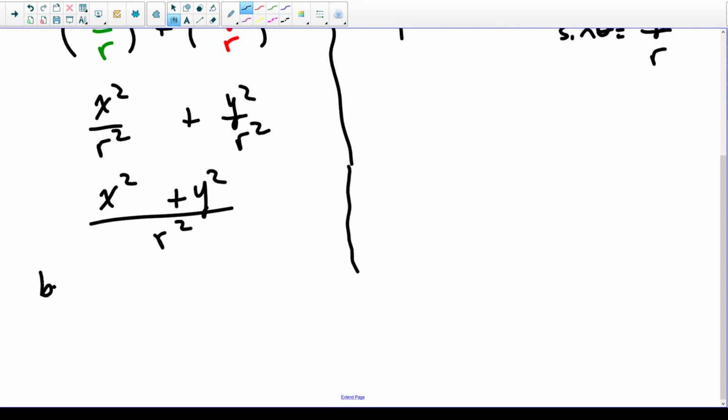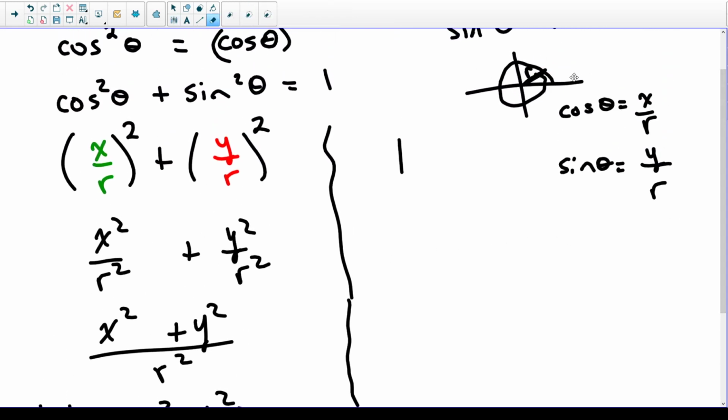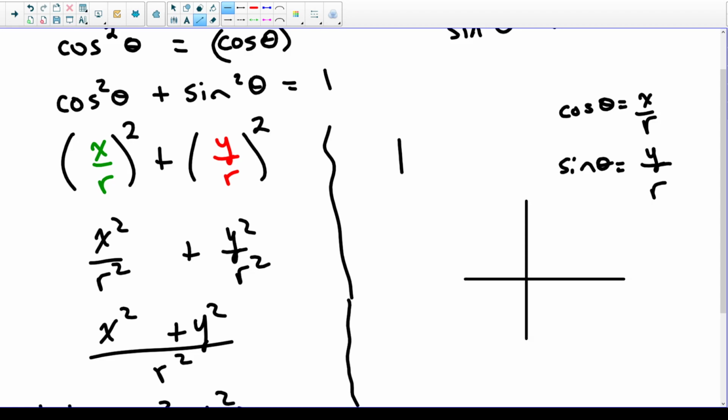But what does x squared plus y squared equal in our circle? Let me make that circle a little bit nicer. Chat, what does x squared plus y squared equal? That's correct.